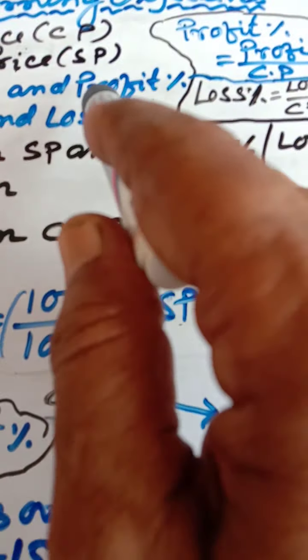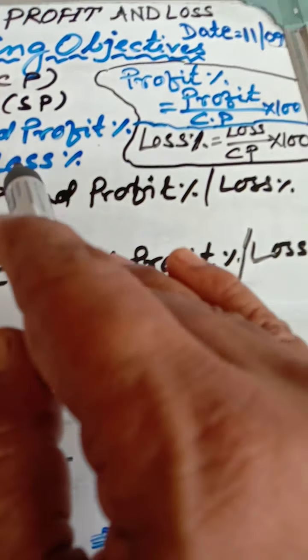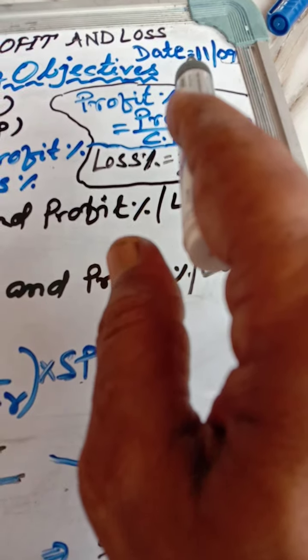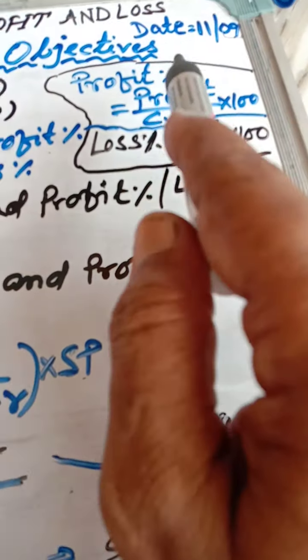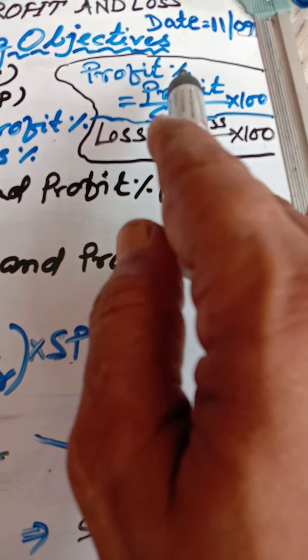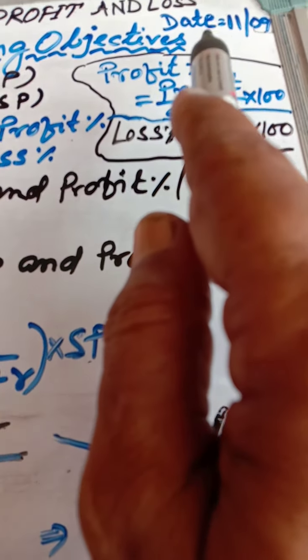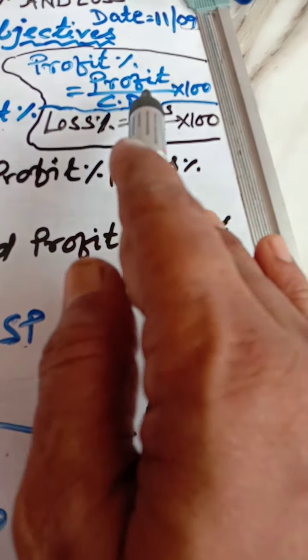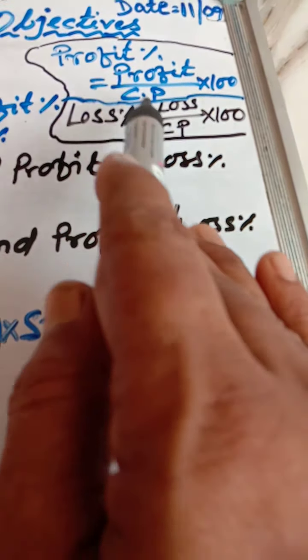See, profit percentage or loss percentage is always related to CP, cost price, because based on the cost price you have paid, you will calculate whether you have gained profit or whether you have incurred loss. So profit percentage or loss percentage will always be related to CP, mind it, in both cases.